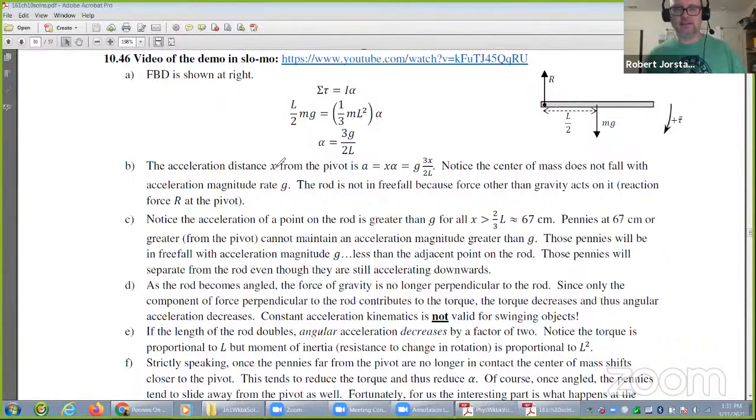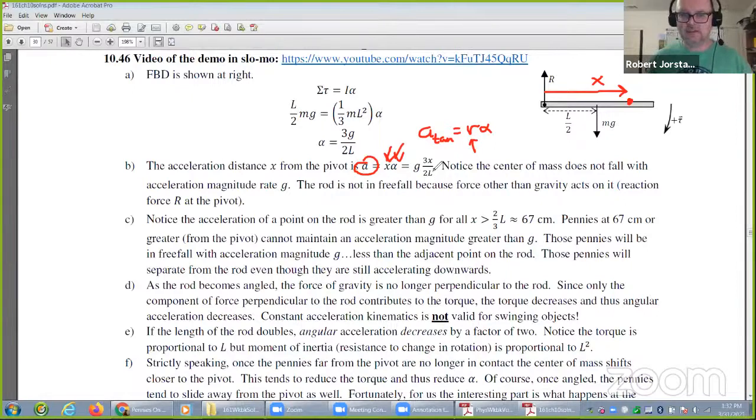Now, in this case, imagine you're sitting some distance x from the pivot. So let's say you're sitting out here some distance x. Well, the acceleration of that point is x times alpha. Why? Because the acceleration is tangential to the curve. It's not your alpha, it's R alpha, where R is the radius from the pivot. So in this case, if our radius has the name x, we see that, great, this is cool.